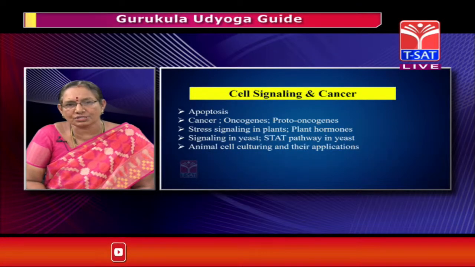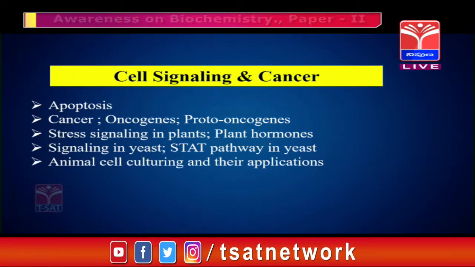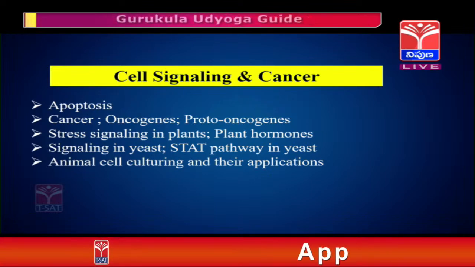So we'll take some model questions here. This is a big unit. So you have the mechanism of programmed cell death or apoptosis, where one has to focus on the intrinsic pathway and extrinsic pathway and disorders associated with it.